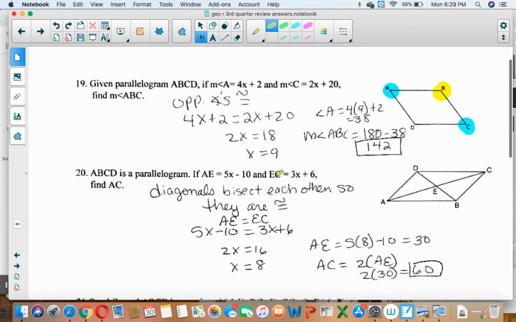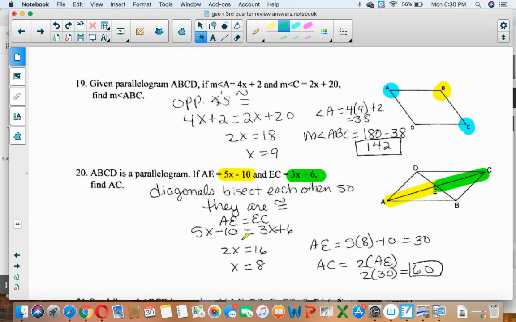Another thing about parallelograms is that the diagonals bisect each other. So AE right here is 5x minus 10. And EC is 3x plus 6, so that's from here. Those bisect each other, so that makes these two segments equal to each other. So AE is equal to EC.